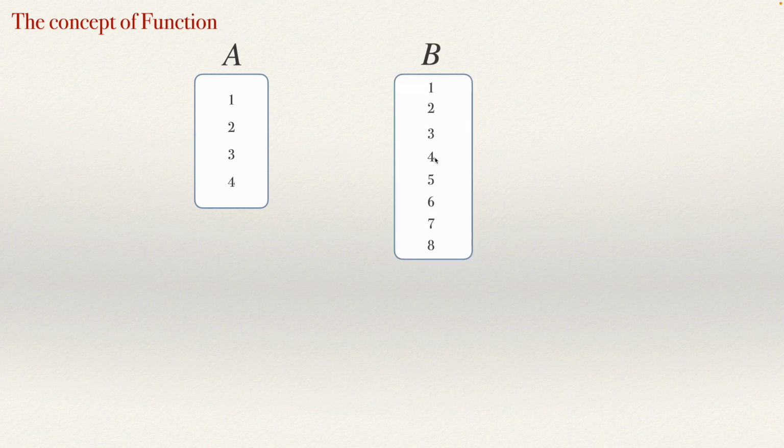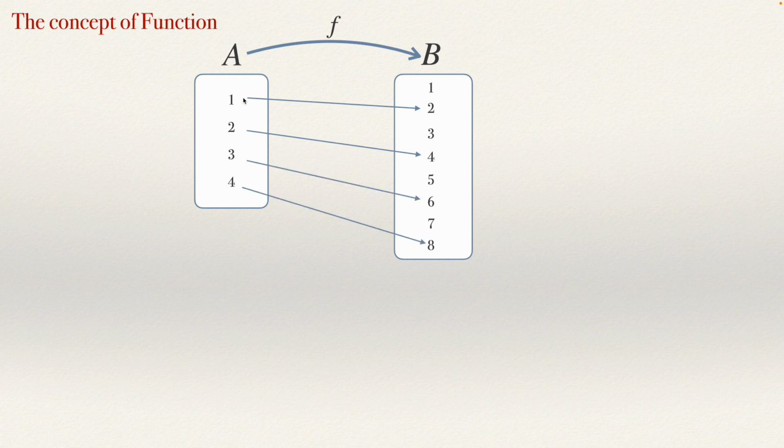The concept of functions involves three things: two sets, let's see for example this and this, and a rule of assignments. So a rule that assigns to each element of A an element of B. For example, it could be this one. So we have assigned to each element of A an element of B.